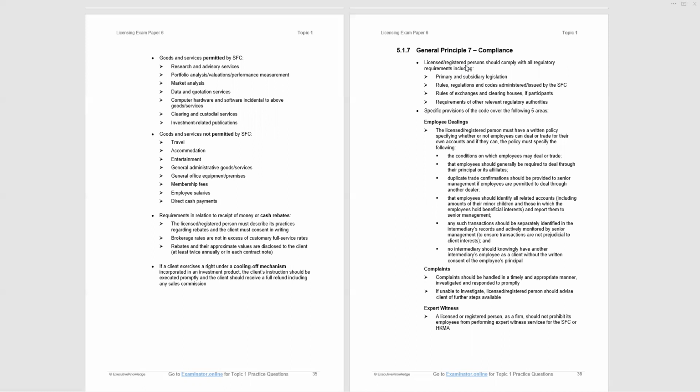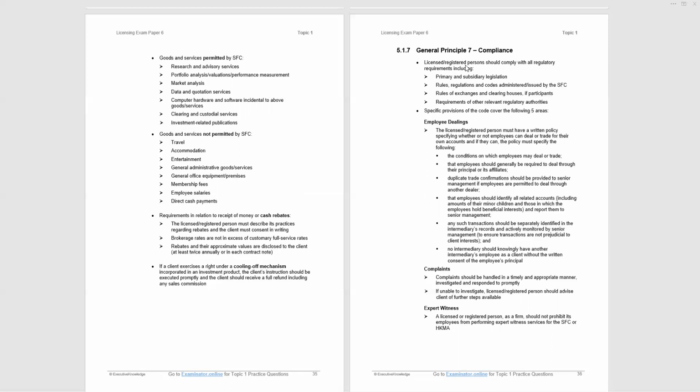And then requirements in relation to receipt of money or cash rebates. It says that licensed person must describe its practices regarding rebates, and the client must consent in writing. Brokerage rates not in excess of customary full service rates, and rebates and their approximate values disclosed to the client. And this is with regard to discretionary account management.